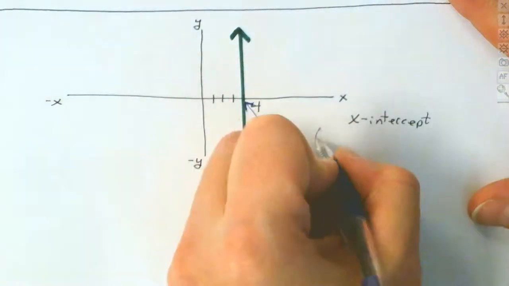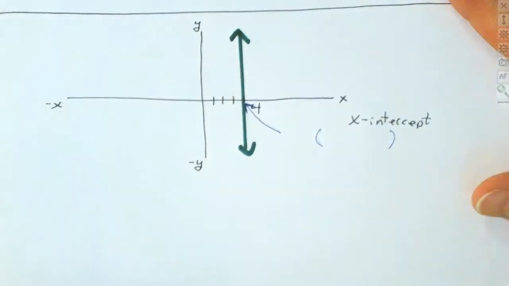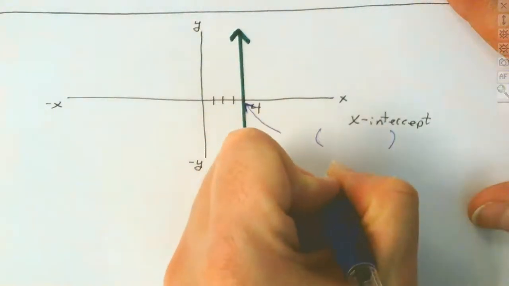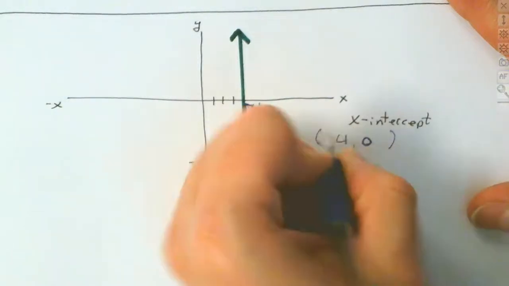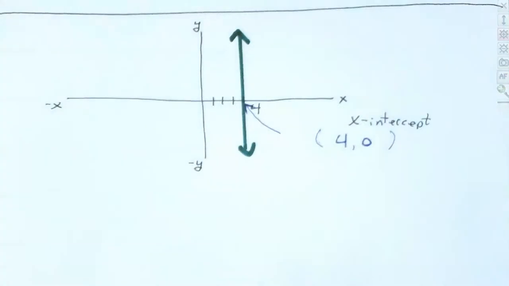As an ordered pair, intercepts have to be ordered pairs. And as an ordered pair, that would be what? 4, 0 or 0, 4? Which way? Okay. 4 comma 0. Not just 4. It has to be written as an ordered pair.